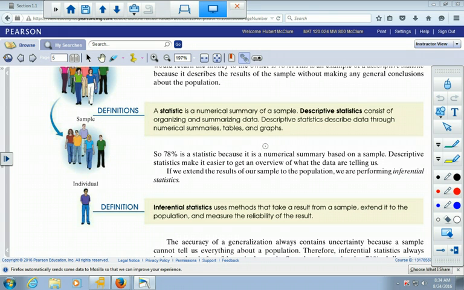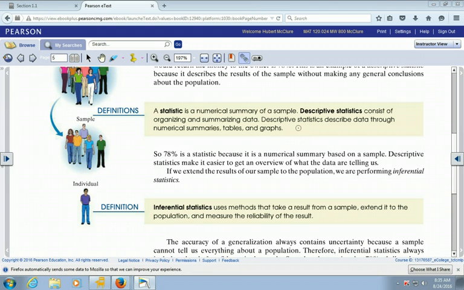Statistics are usually in regular alphabet. X bar.